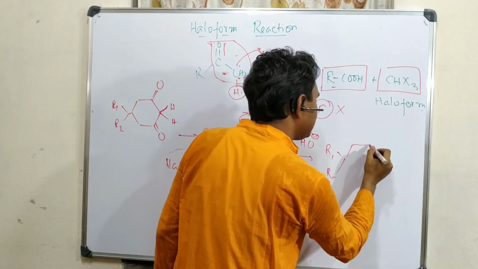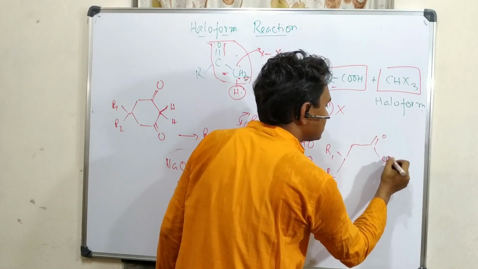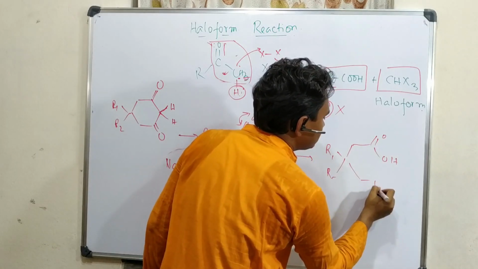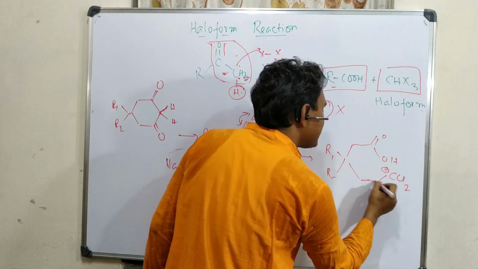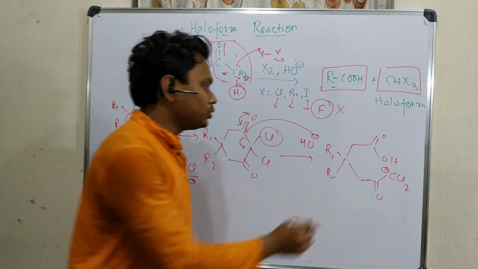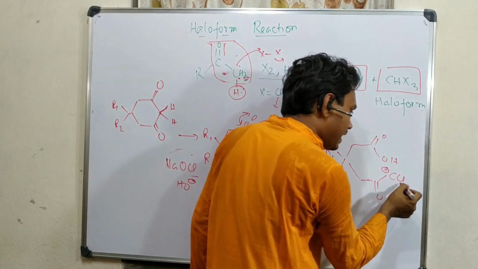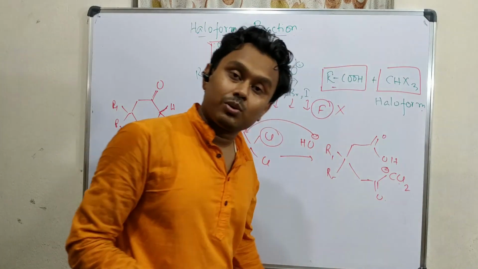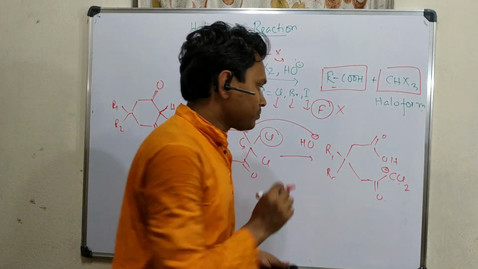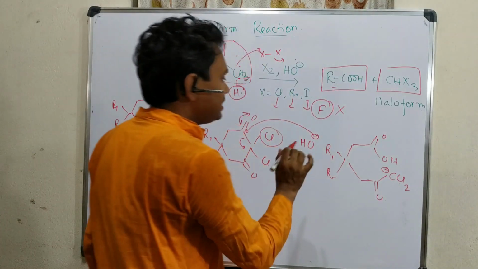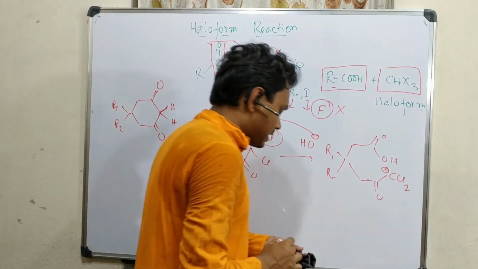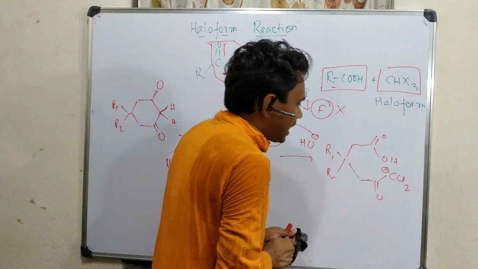So write everything as it is. It will reduce the chance of mistakes. So this O and CCl2 minus. This negative charge is stabilized by the conjugation of this carbonyl and minus I effect, as well as d orbital conjugation of these two chlorine atoms. So what happened? This is produced, and right now see, this looks like an intermediate of the haloform reaction.